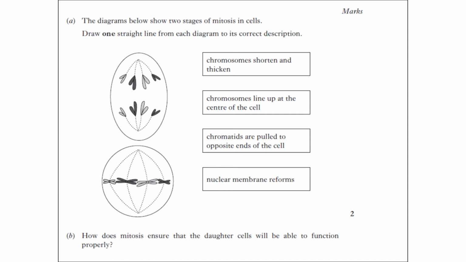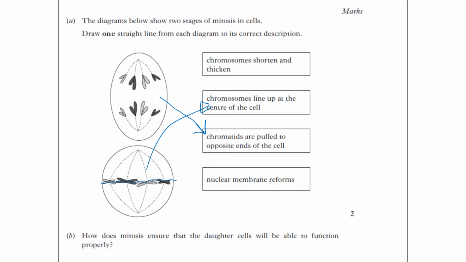Here we've just got to match up the pictures, right? So what's happening in this picture here? Look at this. The chromatids are being pulled apart. So where's my chromatids being pulled apart? Here we go. Here, what's happening here? Look, my chromosomes have lined up along the equator of the cell. There we go. All right.